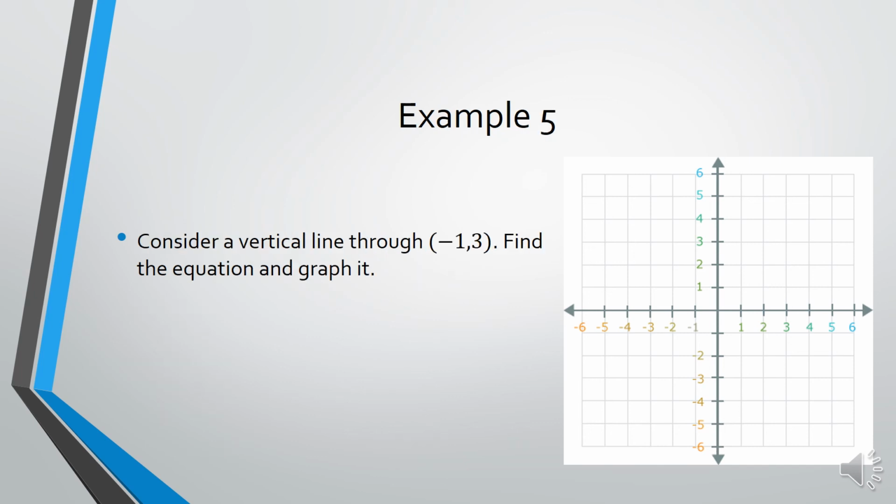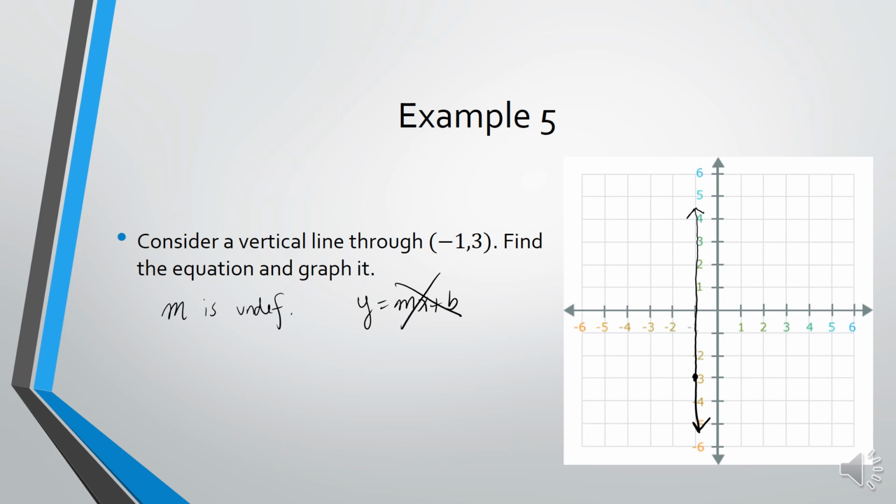Now let's do a vertical line. A vertical line through -1, 3. I'm going to actually graph this first. So -1, 3, there's my point, and it's a vertical line. So there's my line. The issue is this line doesn't have slope. The slope is undefined. So m is undefined, which means we can't really use the form y equals mx plus b because m doesn't exist.